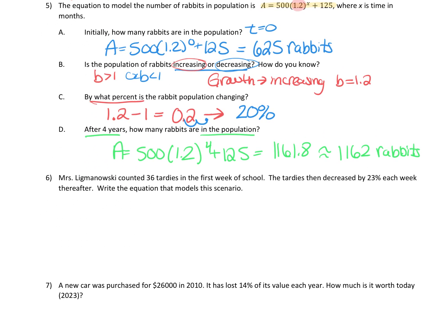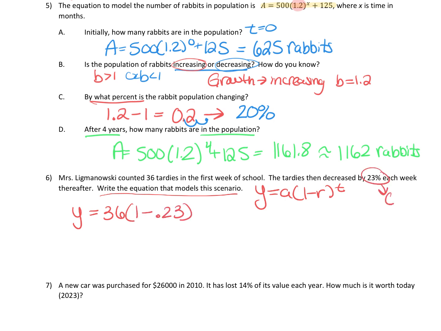All right, Mrs. Ligmanowski counted 36 tardies in the first week, and then the tardies decreased by 23% each week. Write an equation to model the scenario. So they're decreasing. So this is going to be a decay model, so 1 minus r to the t. So the initial amount I counted was 36, and then they're decreasing by 0.23, which is my percent turned into a decimal, and then the rate of time is t. So that's what this equation would look like. You could simplify it by subtracting what's in here. So 36 times 1 minus 0.23, which would be 0.77 to the t.